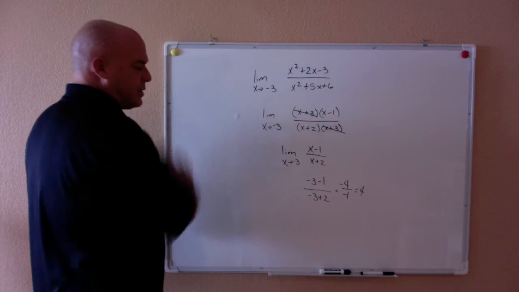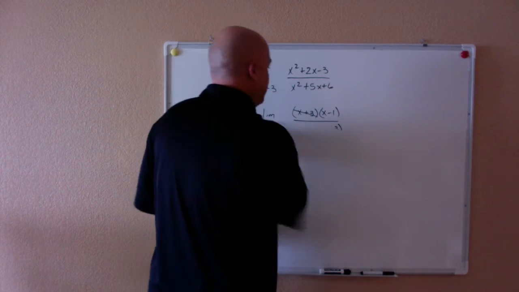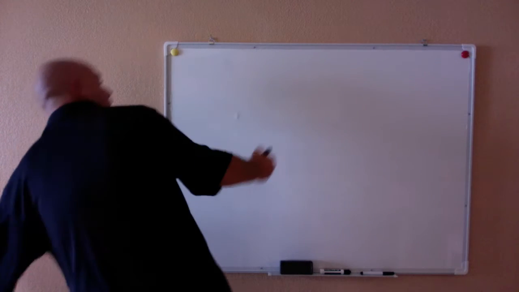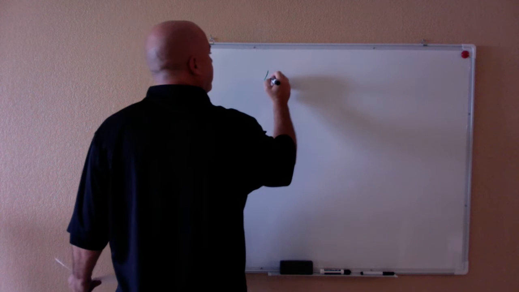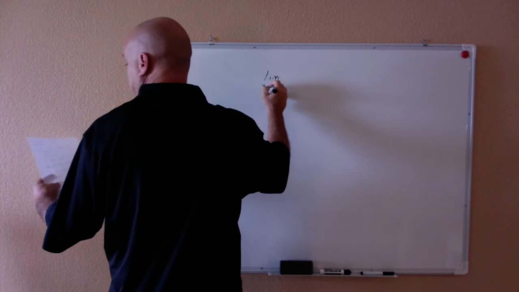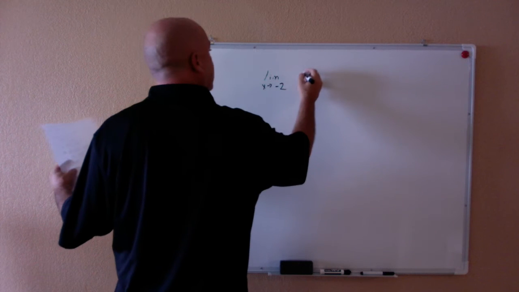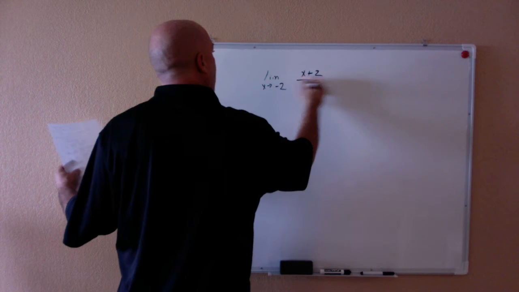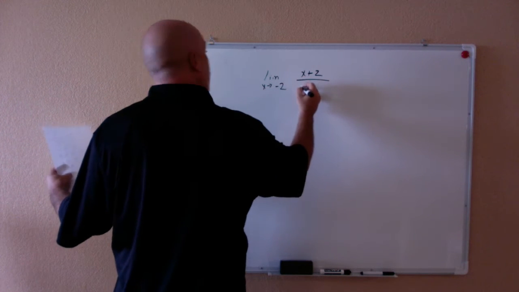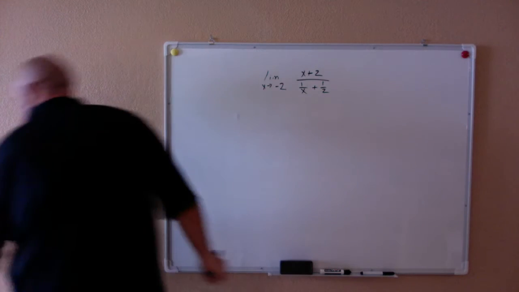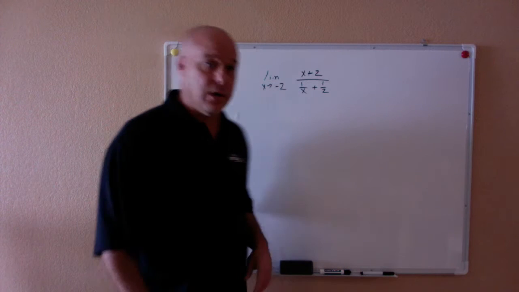Okay, so this is how I would handle a problem like this. Let's take a look at another one. Let's say that I've got the limit as x approaches -2 of (x plus 2) over (1 over x plus 1 over 2). Let's say we have this problem here.